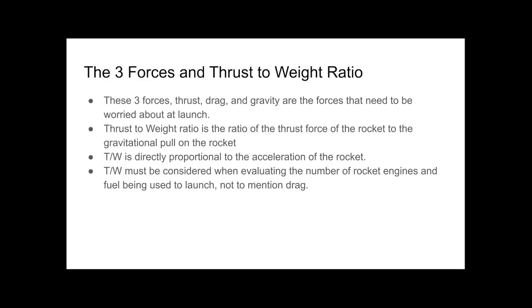So this is the ratio of the thrust force of the rocket to the gravitational pull on the rocket. Thrust to weight is directly proportional to the acceleration of the rocket, and thrust to weight must be considered when evaluating the number of rocket engines and fuel being used to launch, not to mention the drag that the surface area of those fuel canisters are going to cause.